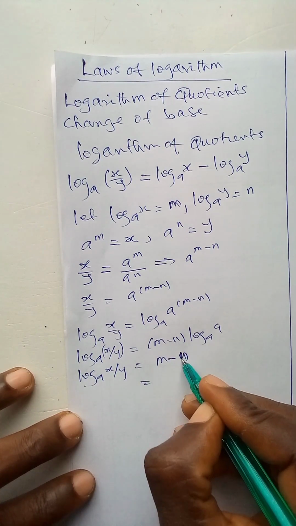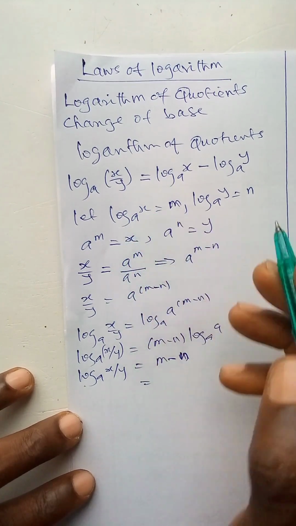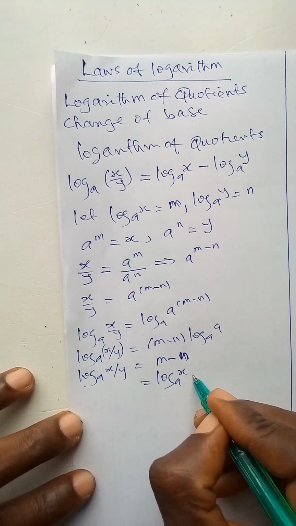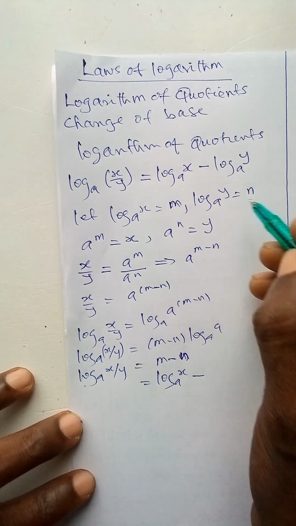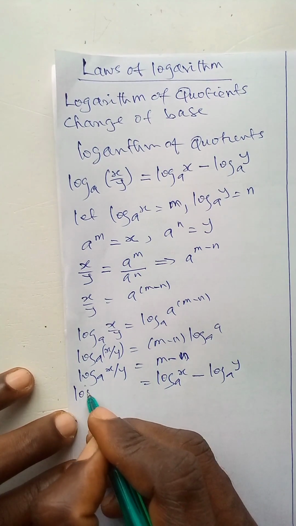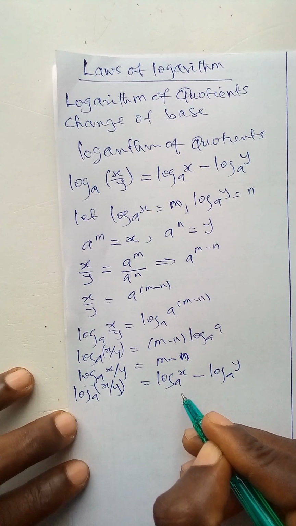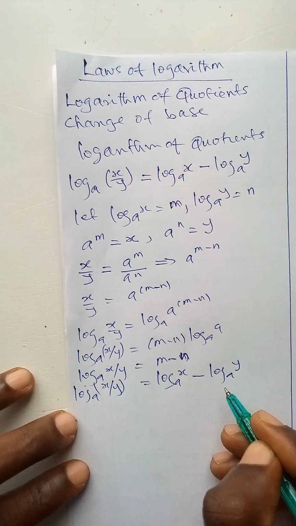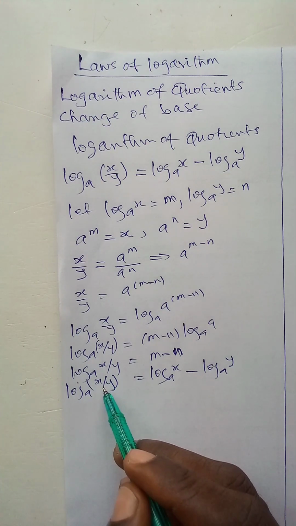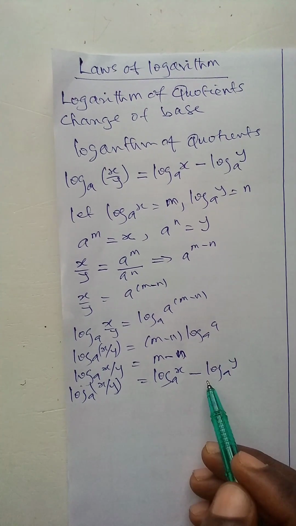Let us remember that our m is log to base a of x, so I will write log to base a of x here. And my n is log to base a of y. So log to base a of x over y is equal to log to base a of x minus log to base a of y. Logarithm of a ratio or quotient is equal to the difference of the logarithms.